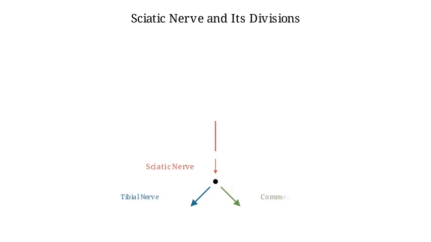The sciatic nerve, the largest nerve in the body, emerges from the sacral plexus and supplies the hamstring muscles. At the midpoint of the femur, it divides into two major branches, the tibial nerve and the common peroneal nerve. These nerves further subdivide to innervate the lower leg and foot.